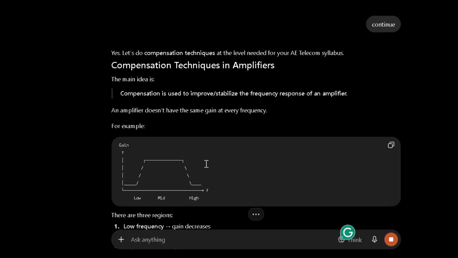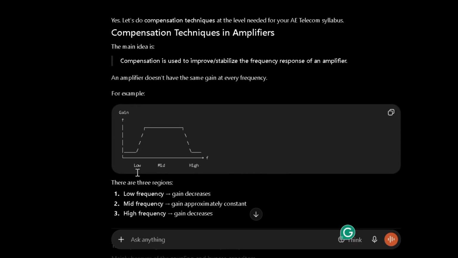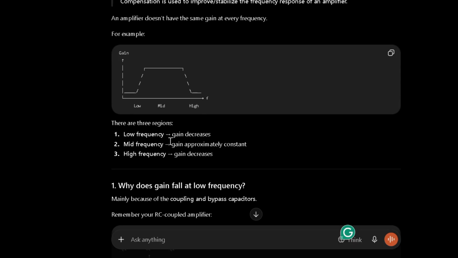Amplifier. An amplifier doesn't have the same gain at every frequency. The main idea of compensation techniques in amplifiers is that compensation is needed to improve or stabilize the frequency response of an amplifier. For example, there are three regions: low frequency, mid frequency, high frequency. Low frequency gain decreases, mid frequency gain is approximately constant, high frequency gain decreases.